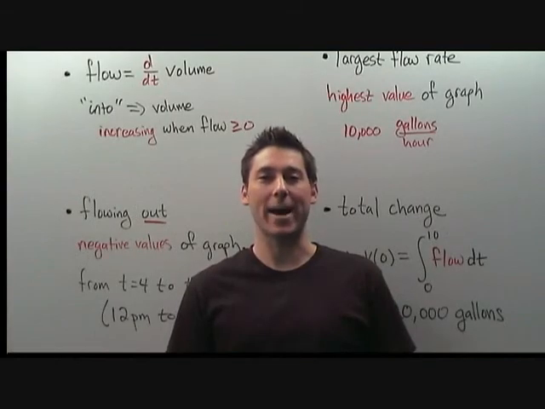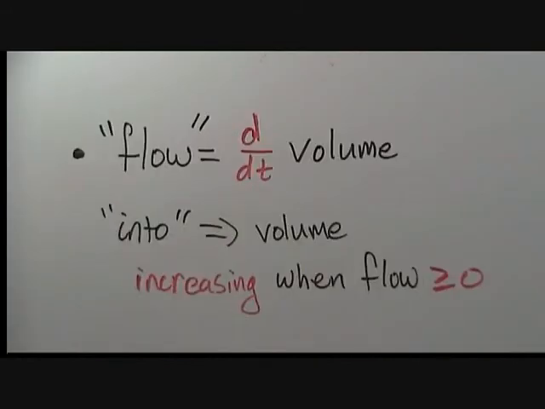Let's do a quick recap. First, we extracted the 2 key phrases, flow and into. The flow is d/dt of the volume, that is the rate of change. "Into" is a sign convention. That means that the volume is increasing when the flow is greater than or equal to 0.